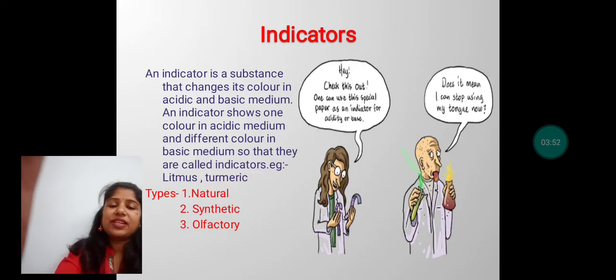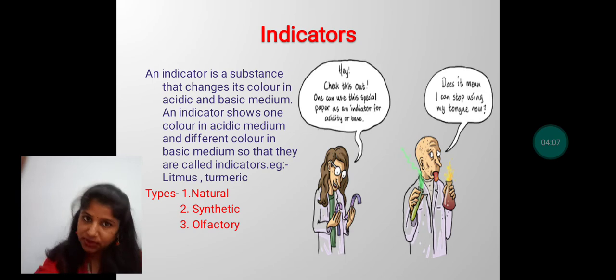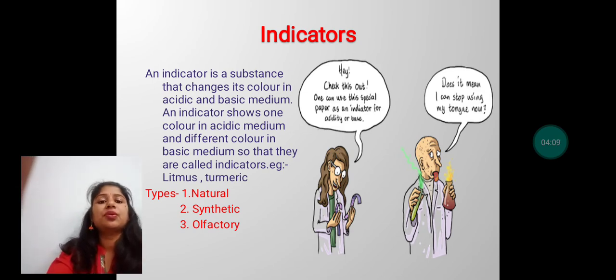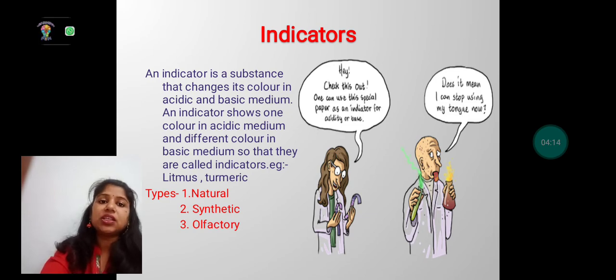Now, as you can see in the picture, you can't taste acids or bases because they will give a burning sensation. So how can you guess whether a solution provided to you is acidic or basic? For that we can use certain substances. These substances are known as indicators. An indicator is a substance that changes its color in acidic and basic medium. An indicator shows one color in acidic medium and a different color in basic medium, and that's why they are called indicators.